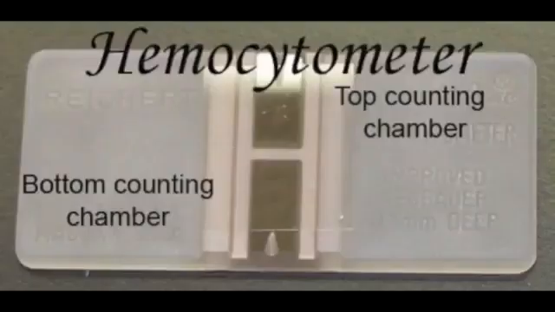RBC and WBC count using hemocytometer. It is used to determine the concentration of cells in a cell suspension. Principle: the gridded areas of the hemocytometer consist of several 1 by 1 millimeter squares.